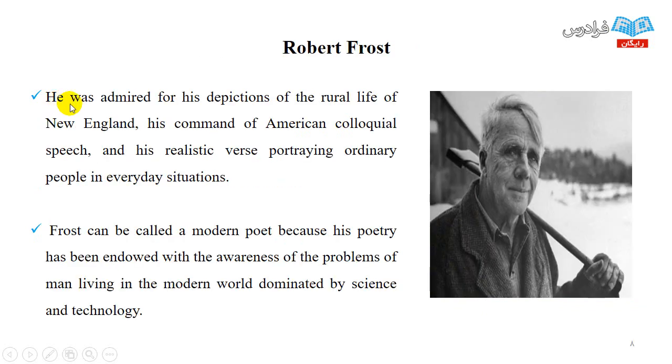Robert Frost was admired for his depictions of the rural life of New England, his command of American colloquial speech and his realistic verse portraying ordinary people in everyday situations. So, he described the rural life of people in New England, which is the northeast of the US, and he used American colloquial speech and he described the everyday life of people in a realistic way. Frost can be called a modern poet because in his poetry he is aware of the problems of man living in the modern world dominated by science and technology.